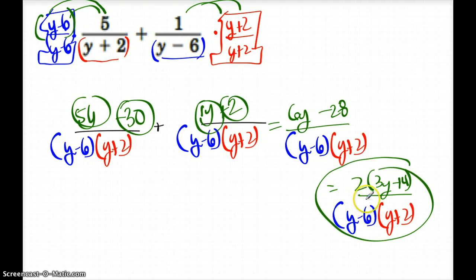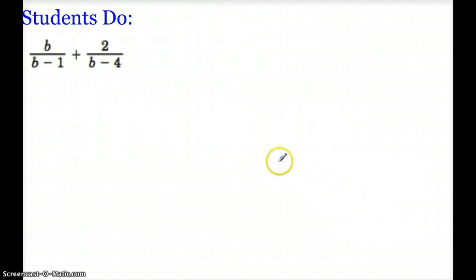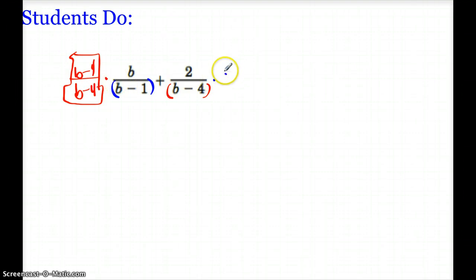Because nothing will cancel. Alright, now yours is the same thing. You're going to cross multiply in order to get a common denominator. So this one has a b minus 4, and this one doesn't have one, so it'll get a b minus 4. Again, that makes a 1. Okay. On this side, we've got a b minus 1, so we'll get a b minus 1. We'll multiply.